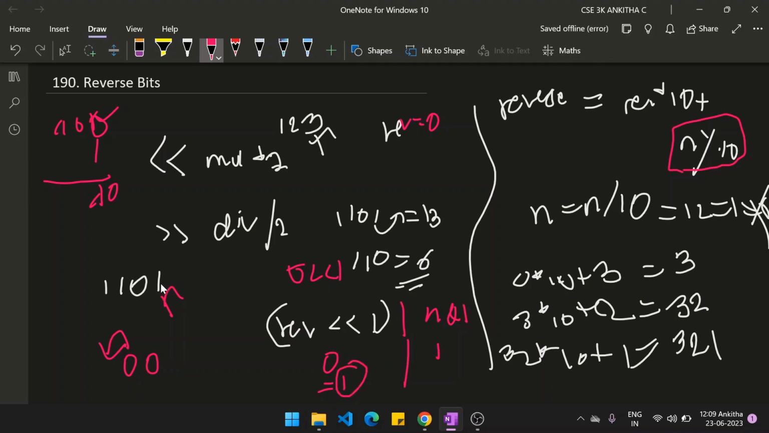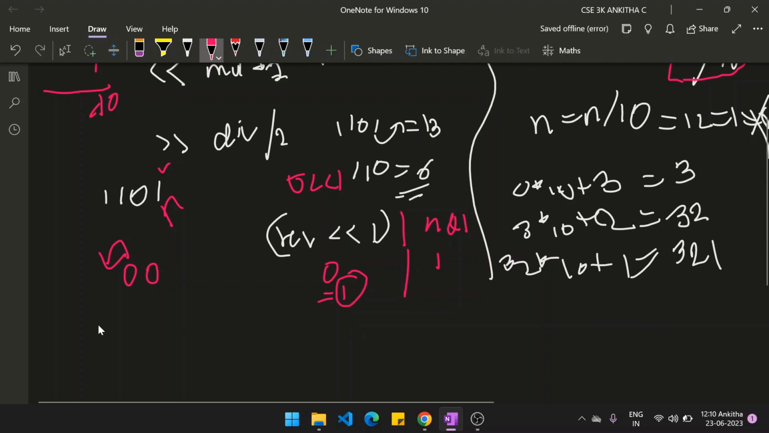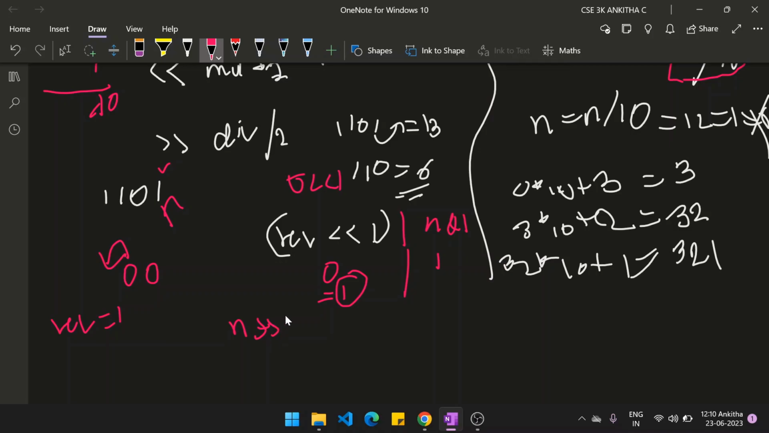In here we have got this number. So once I get this, now again you have to move further. So now reverse will be equal to 1. For the next step, again reverse. Now we have to do right shift of the number. So n with right shift by one position, so that the number will be equal to 110 now.